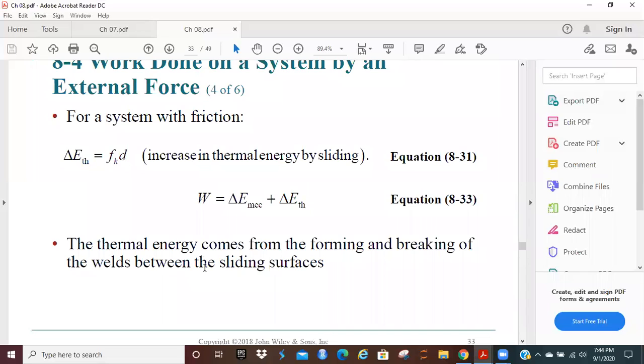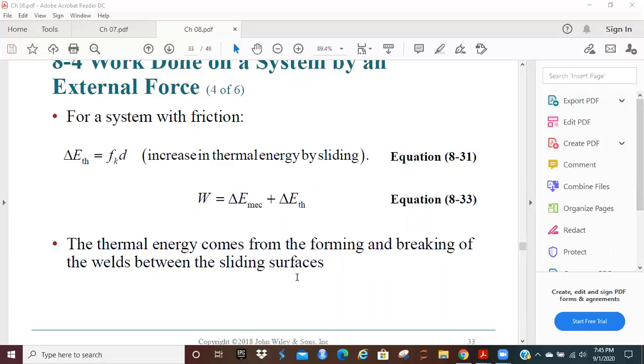So for a system with friction, because obviously we have to model this at some point, we have to introduce friction. The change in thermal energy by sliding is going to be the same as the kinetic friction force applied in the direction of displacement. We can also see that the work is going to be equal to the change in the mechanical energy plus the change in the thermal energy. And thermal energy comes from the forming and breaking of the welds between the sliding surfaces.